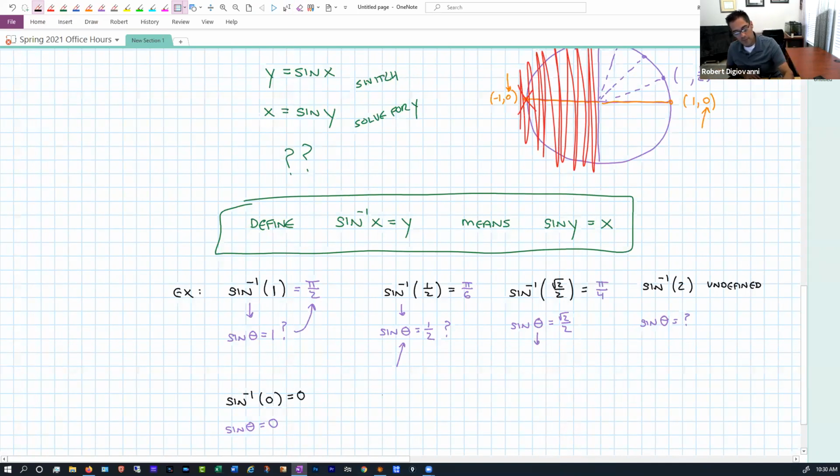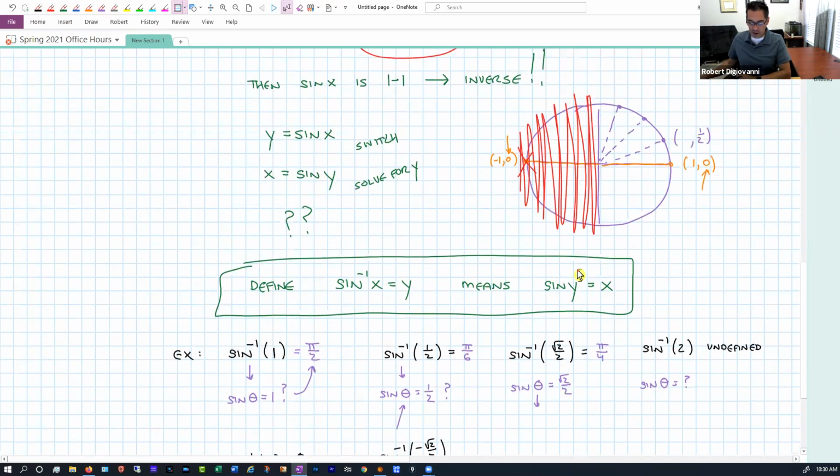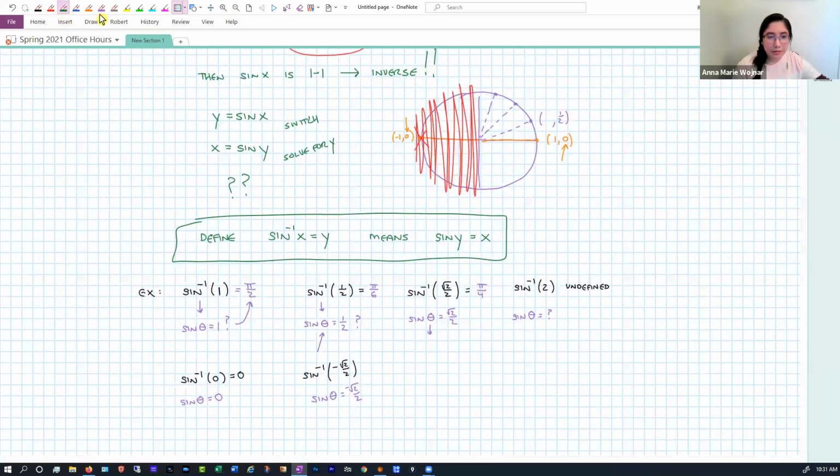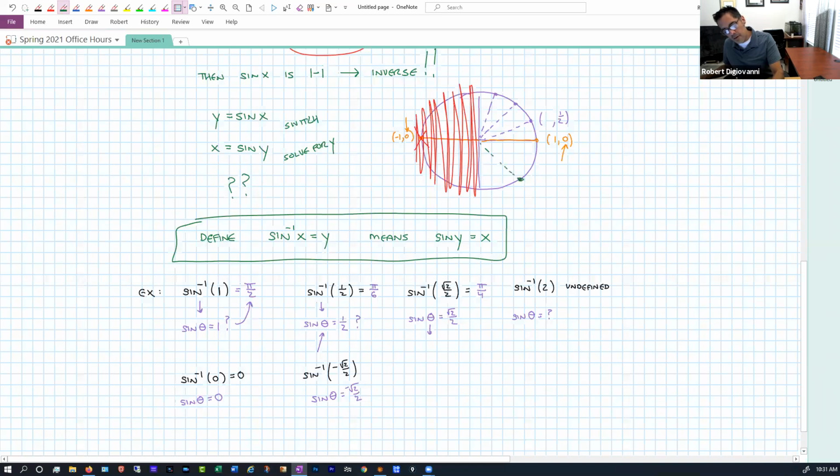Here's another one. What is arc sine, or I keep on saying arc sine, I'm sorry. What is the inverse sine of negative root 2 over 2? So this is really asking sine of what angle gives you negative root 2 over 2. So what do y'all think? Where is that on our unit circle? Negative pi over 4. Yeah, so we're over here, down here, right? This is where the y coordinate is negative root 2 over 2.